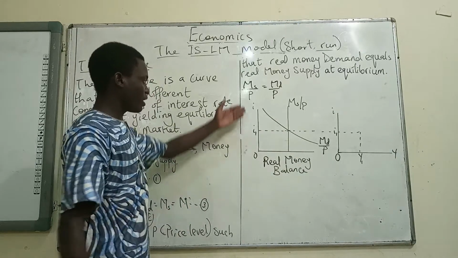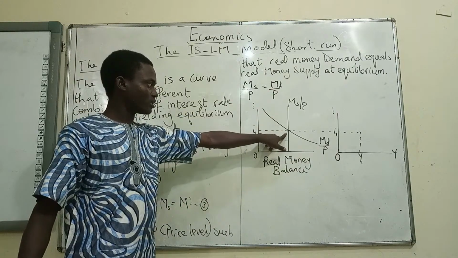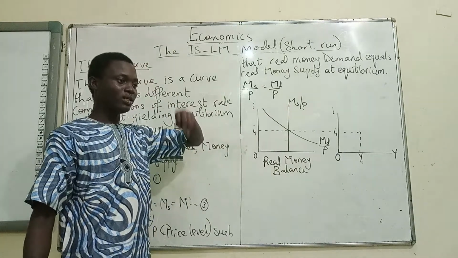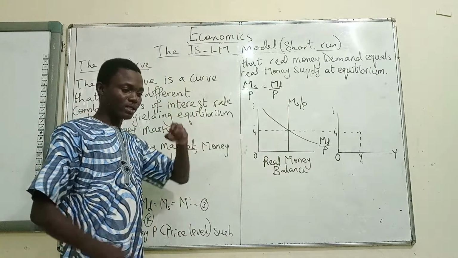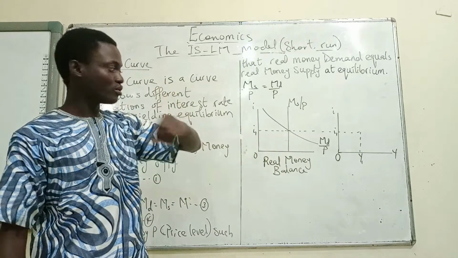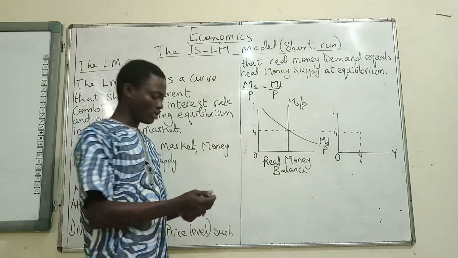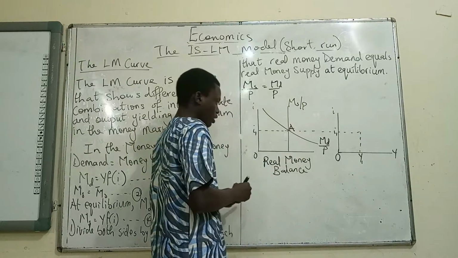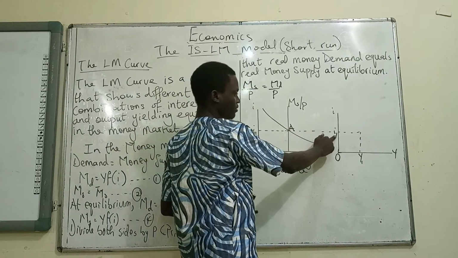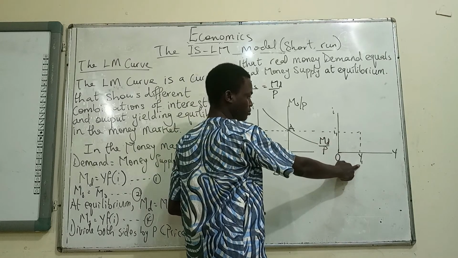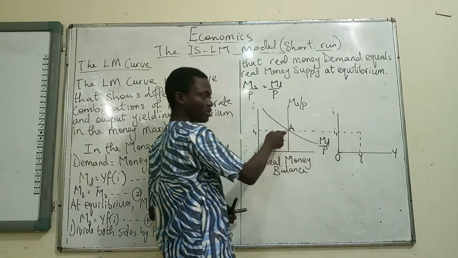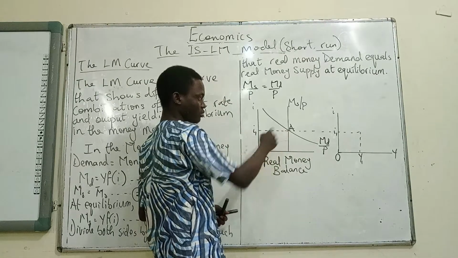Okay, so we have this. This is the equilibrium position. This equilibrium is telling us that there is a certain combination of interest rate and output that gives us this equilibrium. So I'll call this point A. Now we trace that out. We have this interest rate and this output, and this interest rate and this output give us this result.